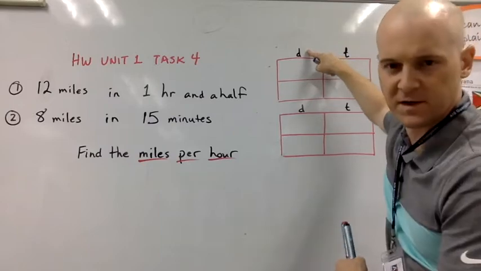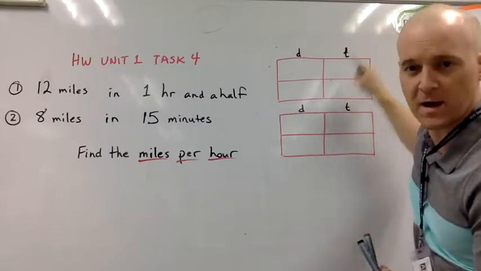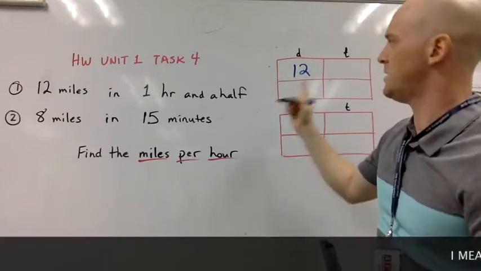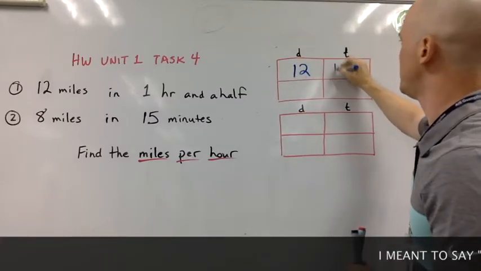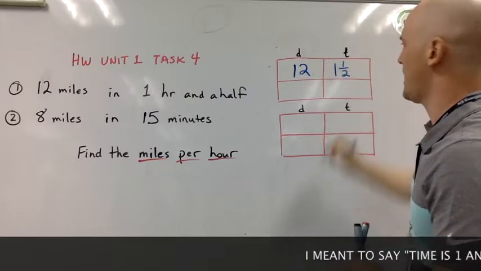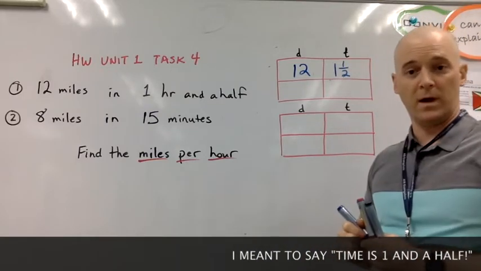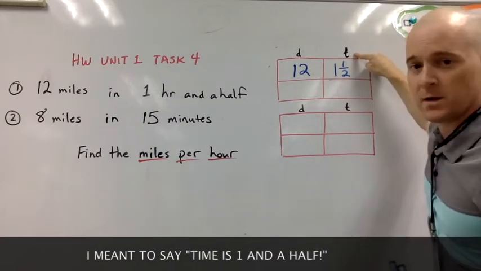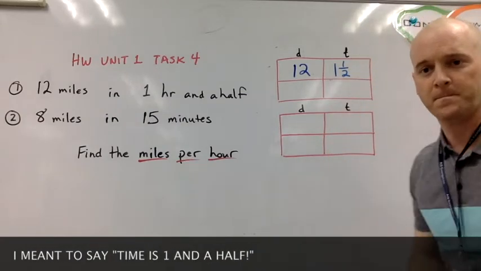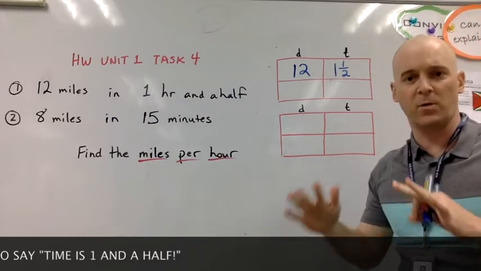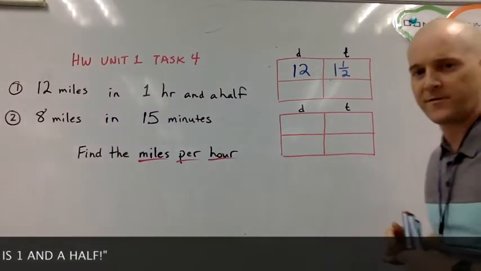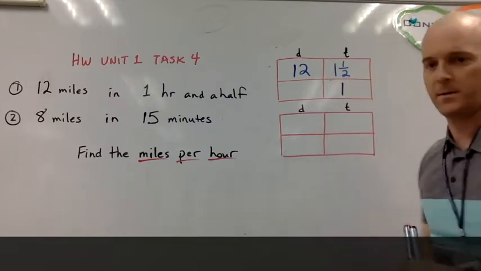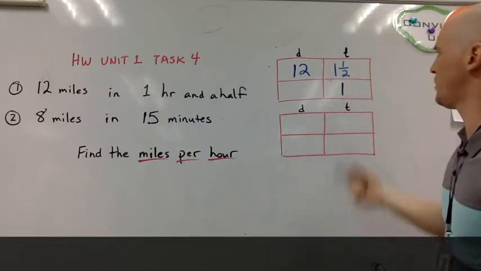D stands for distance. T stands for time. D is 12. Time is 1 and a half. Okay? We need to change the time into 1 hour. We're not interested in 1.5 hours. 1.5 hours is not what we want. We want 1 hour. So we've got to change this to 1. How do you make 1.5 into 1?